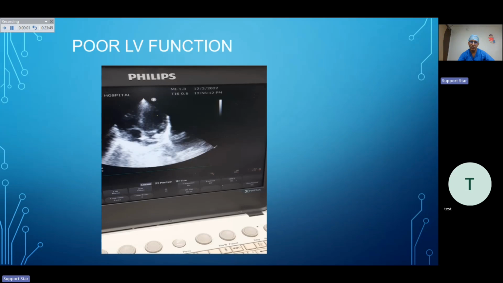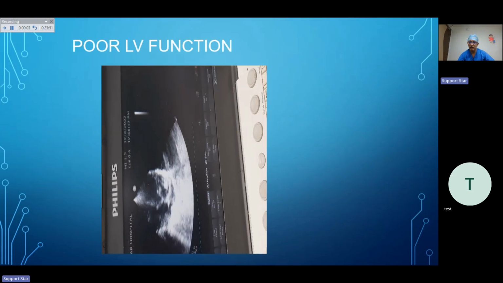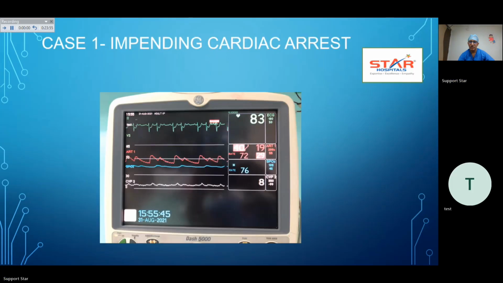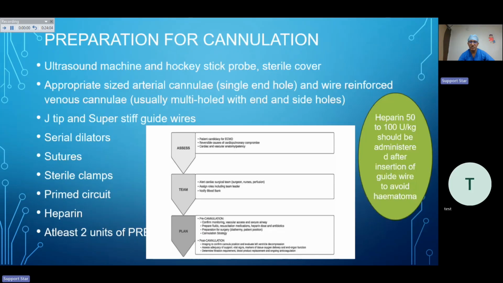So let's see a video which is showing a dysfunction here. This patient had arrested after some time. These are the vitals. See, the vitals are 40 by 19, mean of 29. You can see ST changes when the patient arrested. So this patient, how will you salvage?